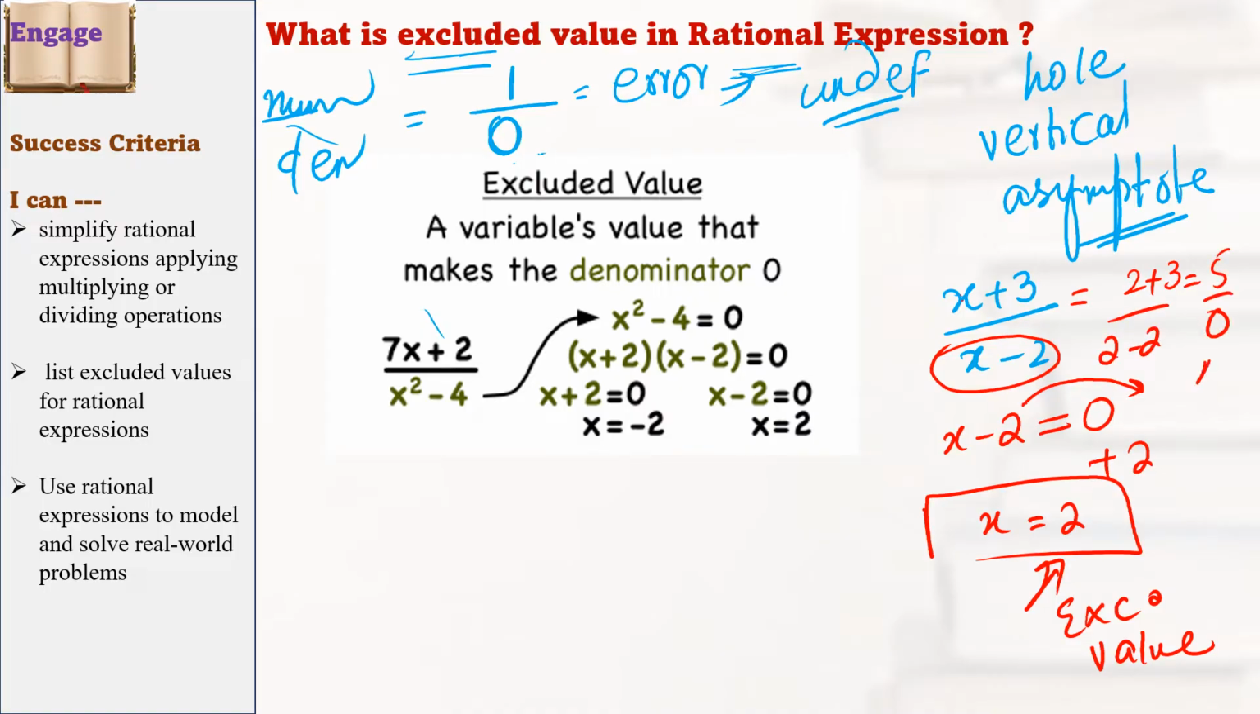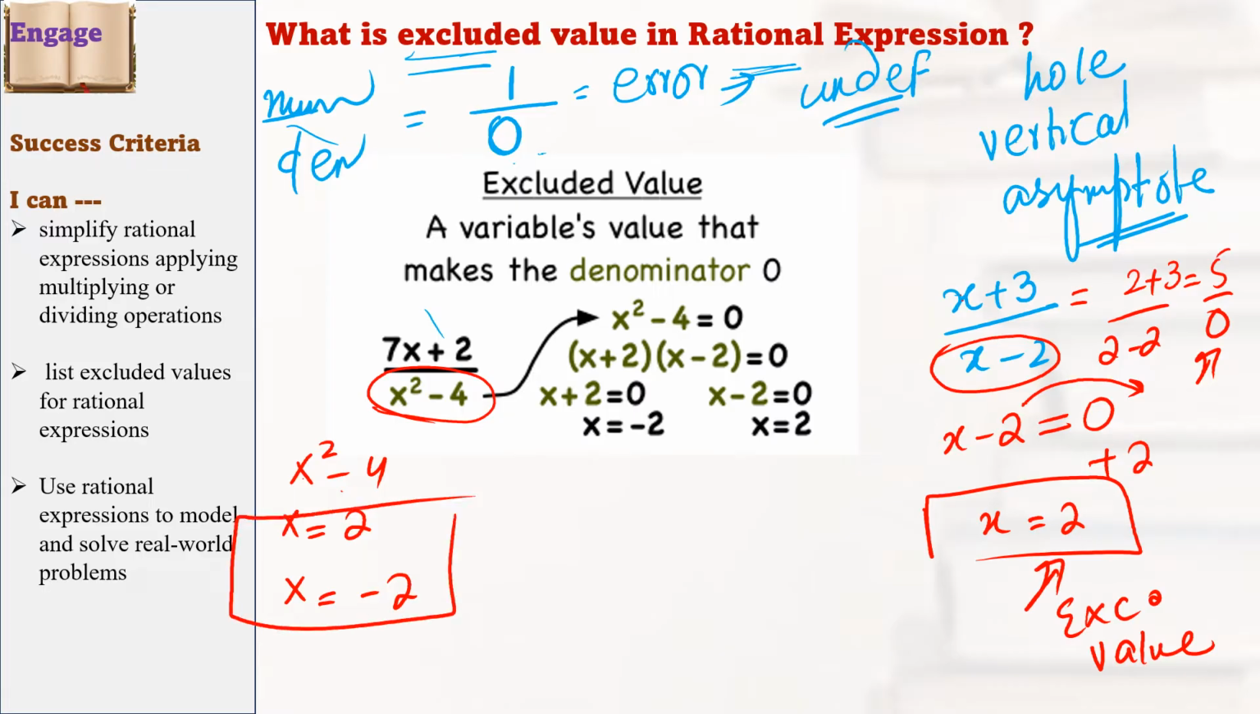So see, in the denominator, whenever you get 0, you should not get 0 because it makes the function undefined. Now here, check the only denominator, that is x square minus 4. Go to the calculator and factor. Write 1, 0, negative 4. You will get two answers: one is x equals 2 and one is x equals negative 2. So these are the excluded values.